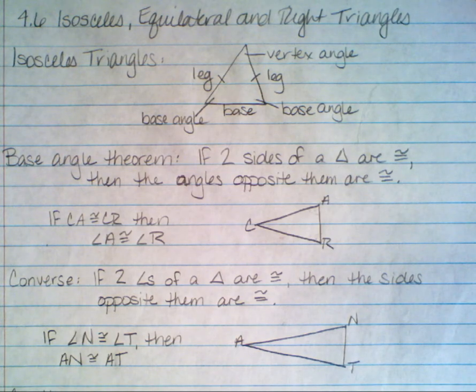Now we also have the converse of that, which says that if two angles of a triangle are congruent, then the sides opposite of them are congruent. So if we know here in this next example that angle N is congruent to angle T, then we can say that line segment AN is congruent to line segment AT because we have congruent angles, therefore we have congruent opposite sides.